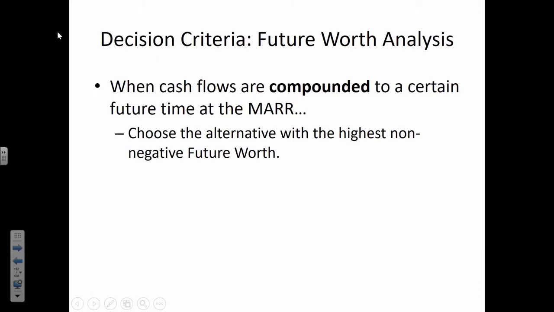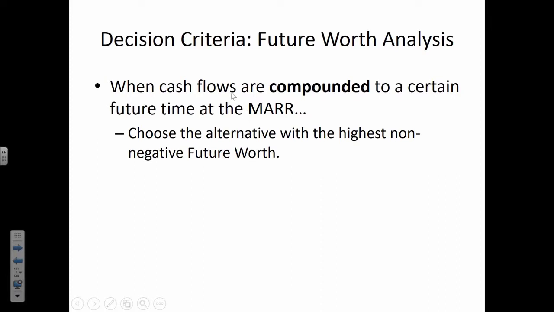So here's our decision criteria. There was a similar slide to this with present worth analysis, and I've just changed a couple of words. So it says when cash flows are compounded to a certain future time at the MARR. So this first part is just a summary of what the future worth method is. But then the analysis is comparing two options. And what we do is we choose the alternative that has the highest non-negative future worth.